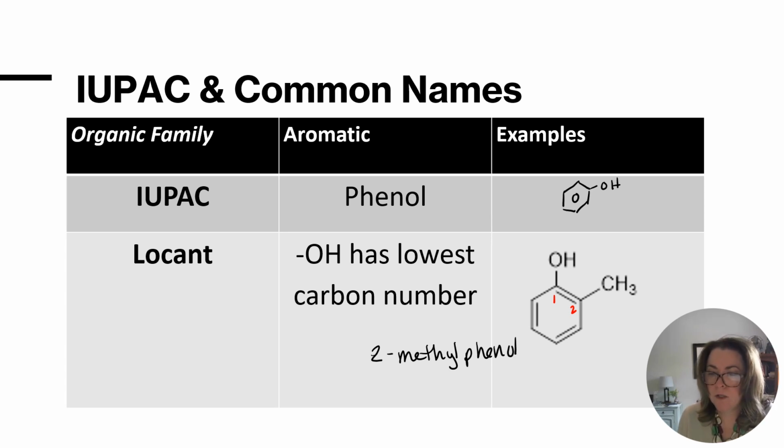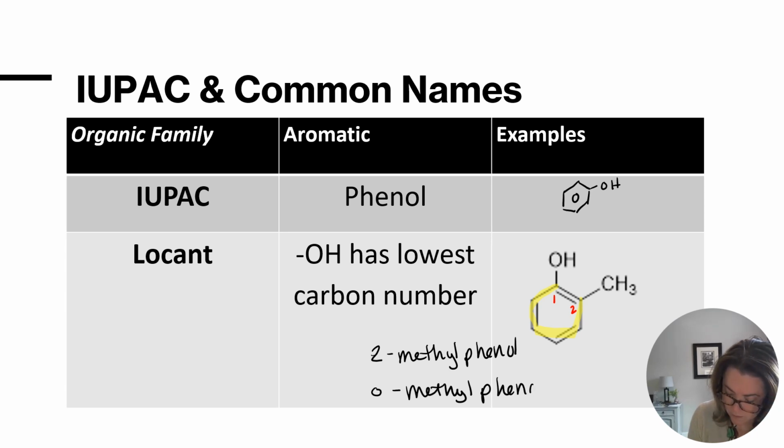Now I can use the special designation. And this is going to give me the 1,2 substituents on a phenol group is going to give me an O designation. So I could call this O. Oops, there I am writing with a highlighter again. O-methylphenol.